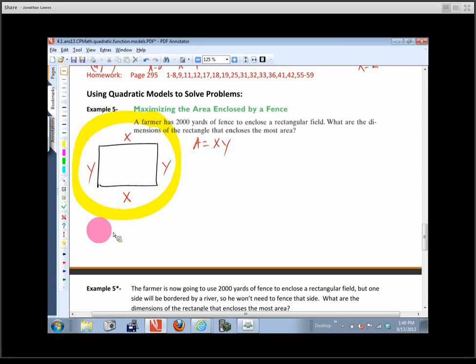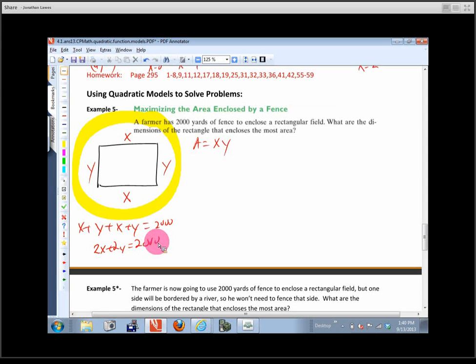Okay, so not multiply, we're going to add. Because what he said was 2x and 2y, because I have 2 x's and 2 y's. Or in other words, if I just went through and added up the perimeter, perimeter is what you get when you add up all the side lengths, right? This would be 2x plus 2y equals 2,000.